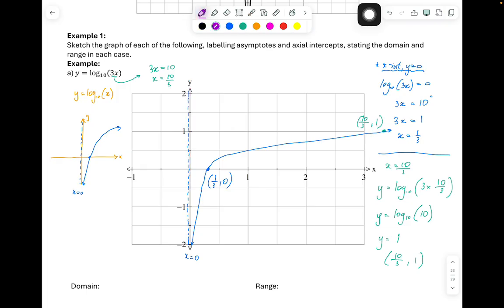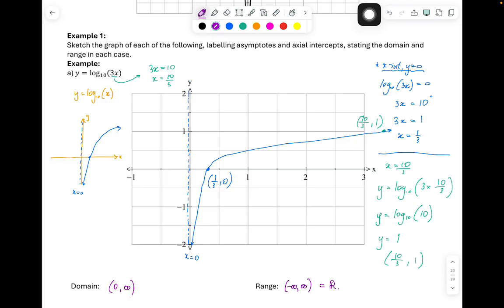Last but not least, the domain. Our domain here, our lowest x value starts off from the y-axis, which is an x value of 0, and it continues to go further to the right, which is positive infinity. Our range starts all the way down at the bottom here and continues to increase as we go to the right, which means that the lowest point is negative infinity and our highest point is positive infinity.